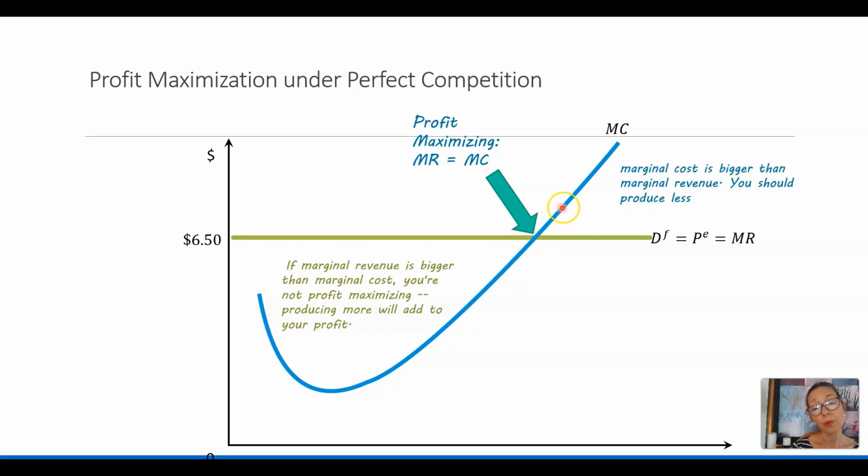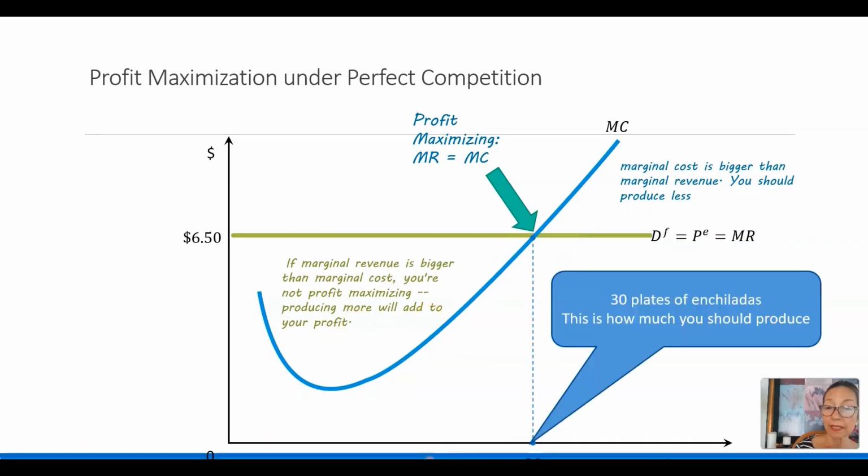Now, beyond this point, what happens? You can see the blue line is higher than the green line. Our marginal cost is bigger than our marginal revenue, and you should produce less. So this becomes the optimal point. Optimal meaning the profit maximizing point of output. This is how many units you should produce, and that is going to be what maximizes your profit.